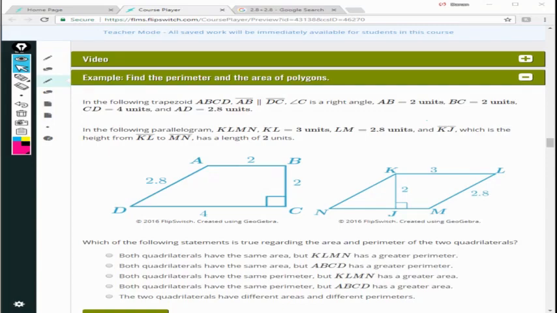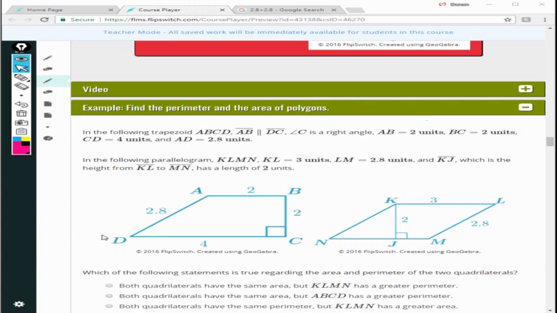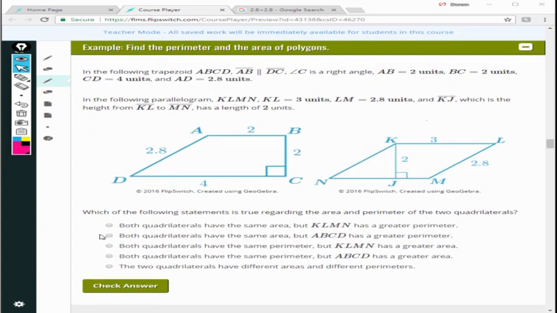Hi guys, welcome to lesson 3, concept A, and I'm jumping down to the example. Find the perimeter and area of the polygons. The trapezoid ABCD is telling us that AB is parallel to DC and angle C is a right angle, and AB is 2 units, BC is 2 units, CD is 4 units, and AD is 2.8 units.